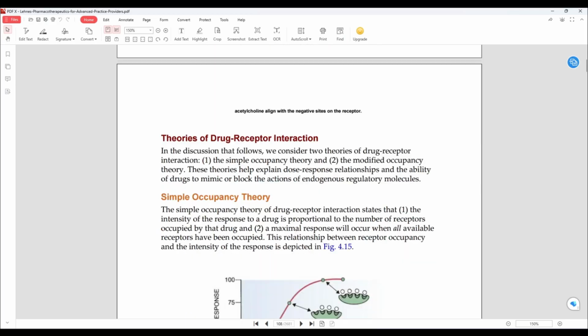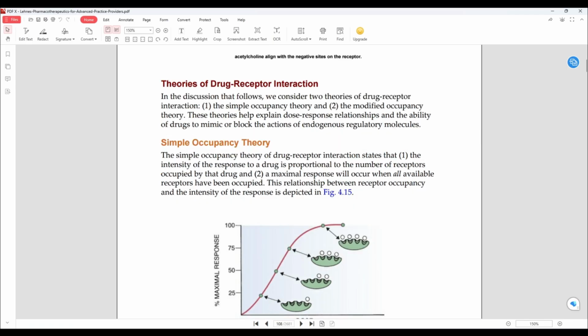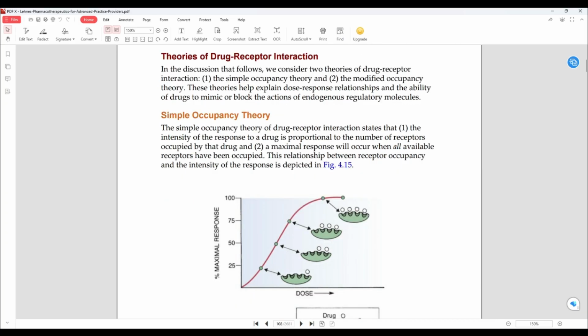Theories of drug receptor interactions. In the discussion that follows, we consider two theories of drug receptor interactions: a simple occupancy theory and a modified occupancy theory. These theories help explain dose-response relationships and the ability of drugs to mimic or block the actions of endogenous regulatory molecules. Simple occupancy theory.